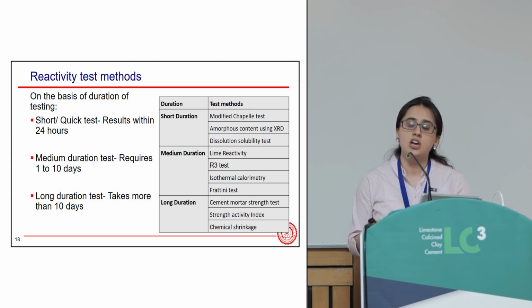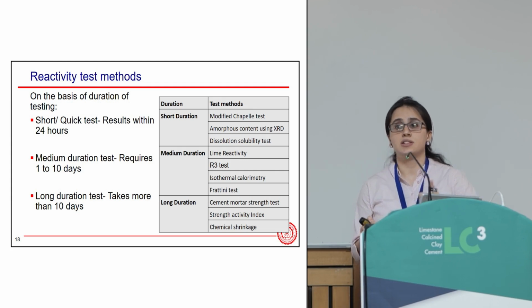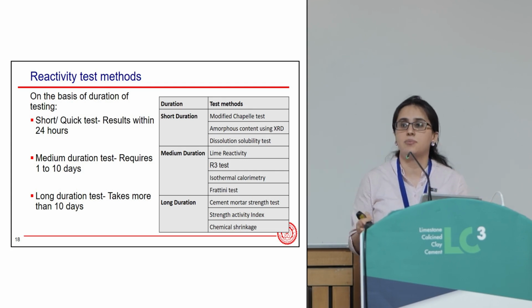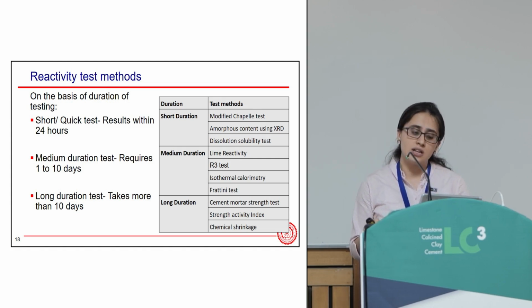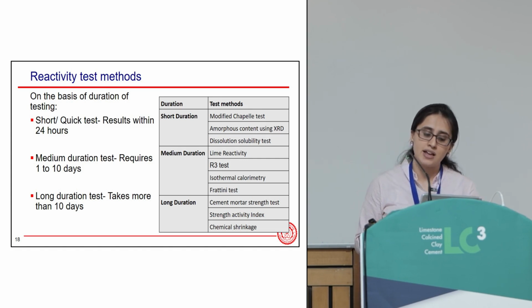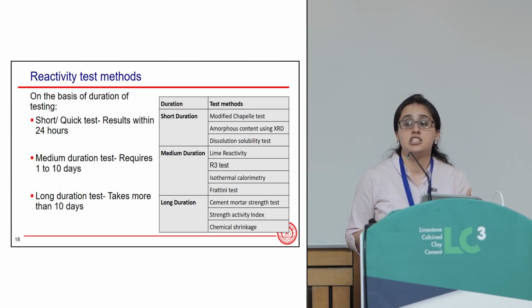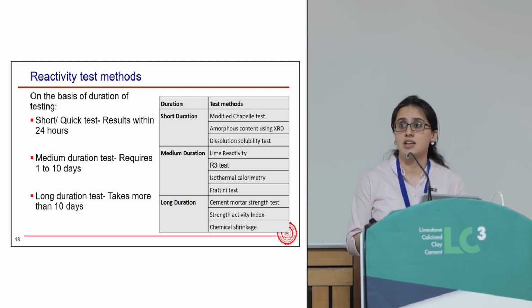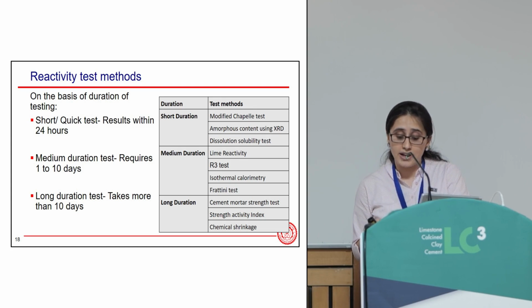One is the quick test. There are some test methods which give the results within 24 hours. We can classify them as the quick or short duration tests. There are also medium duration tests, which give us the result between 1 to 10 days, and there are some long duration tests like the strength activity index and cement mortar compressive strength, which require 28 days, so that we get the idea about the pozzolanic reactivity.